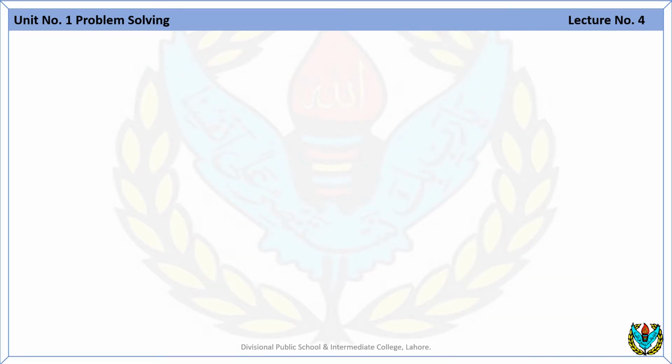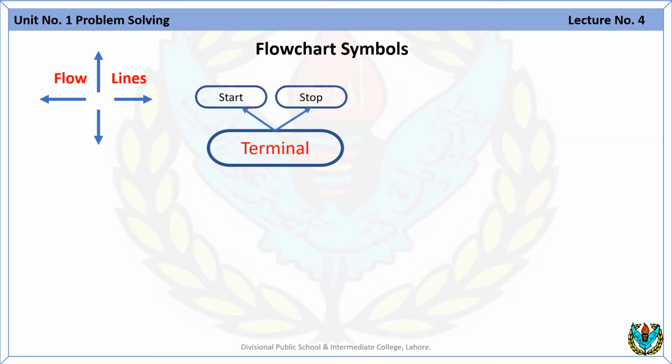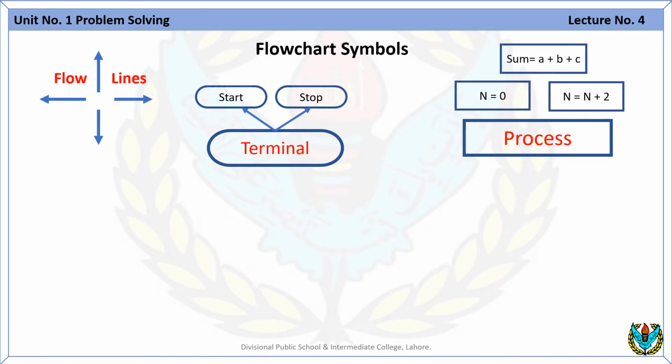Flowcharts explain a process clearly through symbols and text. They use special shapes to represent different types of actions or steps in a process. For example, flow lines are used to determine the flow of steps in a flowchart. Terminal symbol indicates start and stop of a flowchart. Process symbol represents operations to change values.